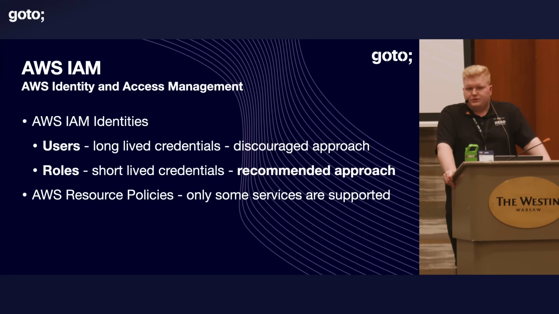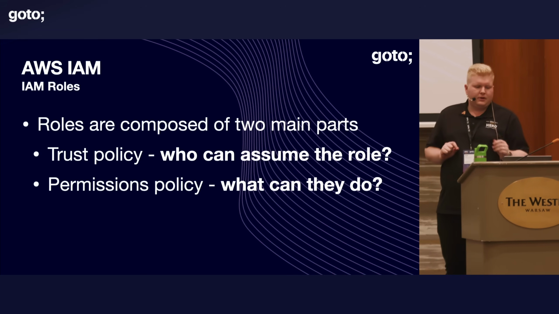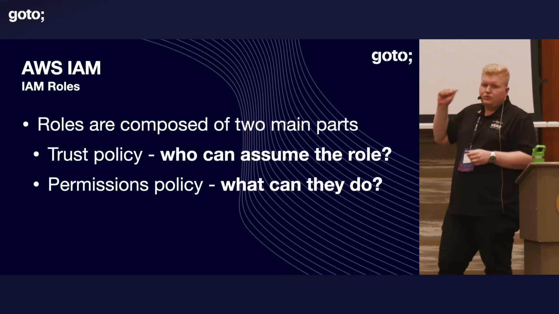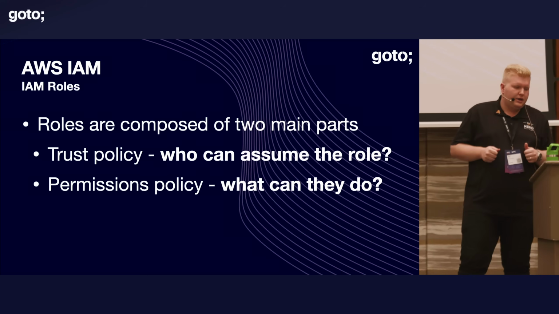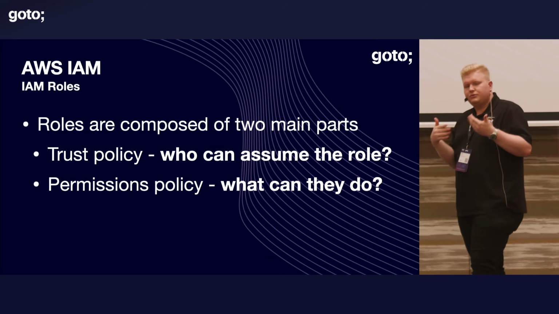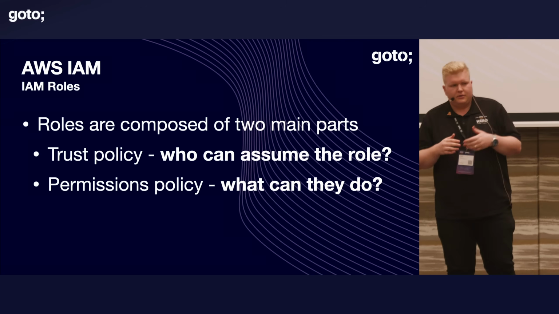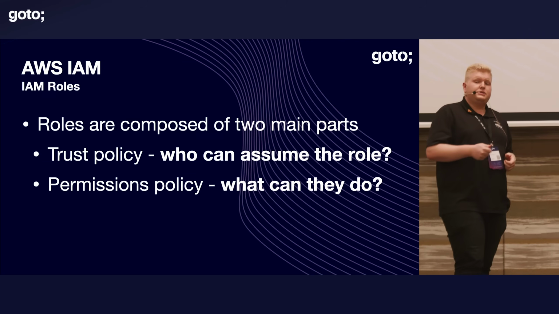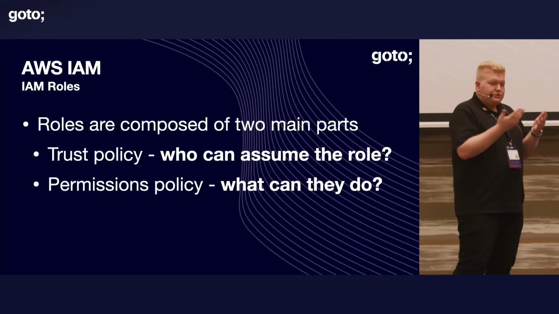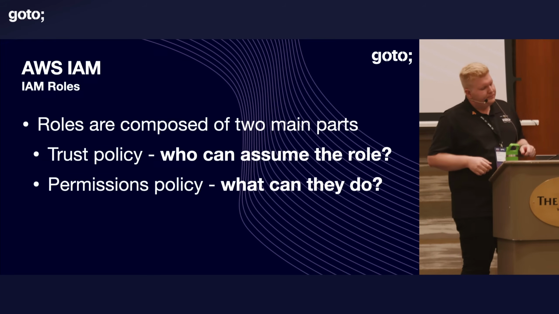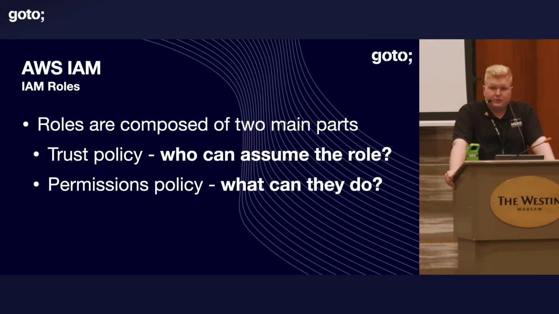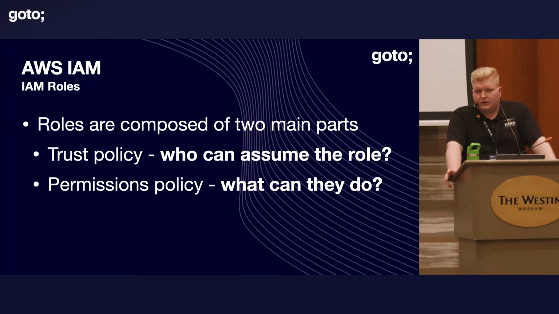And of course, there are also resource policies, which I'm not going to be talking much about today. I'm going to show a more generic approach. In terms of roles, they're composed of two main parts. The trust policy, which says who can assume the role, who can use the role. It can be an AWS service, an AWS account, or a user or other role in an account. And then there is a permission policy, which says what the role can actually do, which we all know well, I would say.